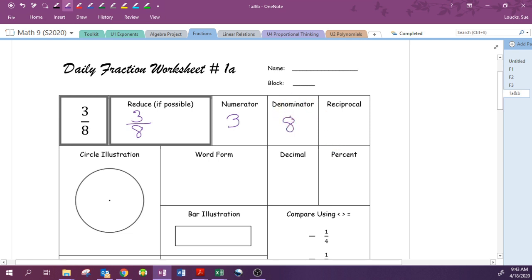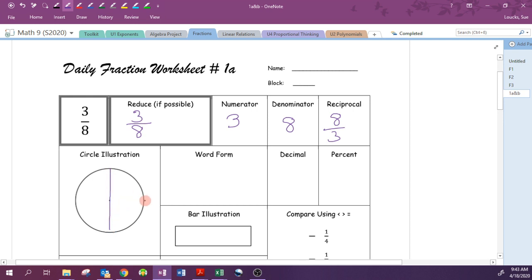The definition of the reciprocal is: what would you multiply it by to get 1? Basically, it means you flip it. So you switch the numerator and the denominator, you flip it upside down, and there's your reciprocal. The circle illustration is just drawing a picture of what it looks like.